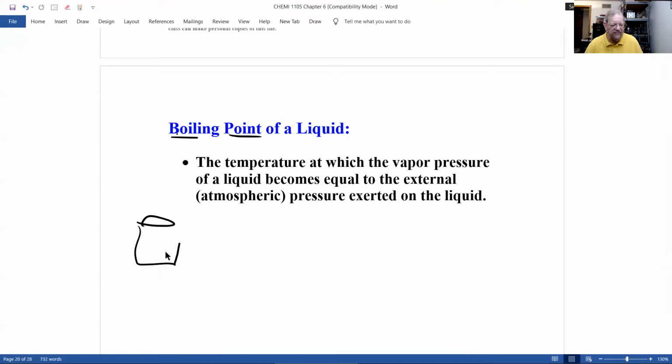So boiling point, which is a temperature, measures how much heat, and this is a Bunsen burner, you have to add to water. So the vapor pressure this way is equal to atmospheric pressure.